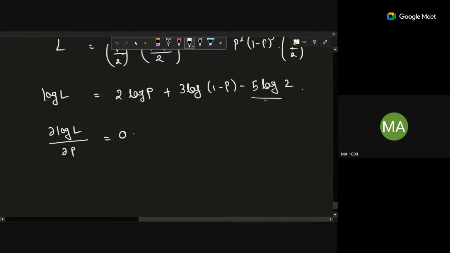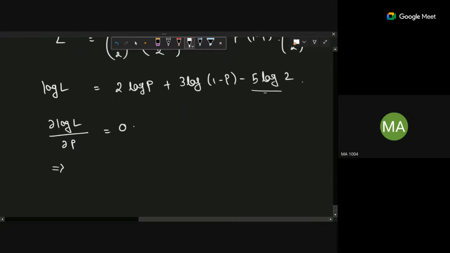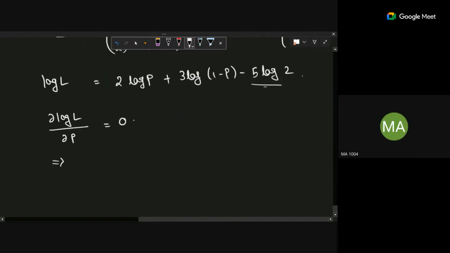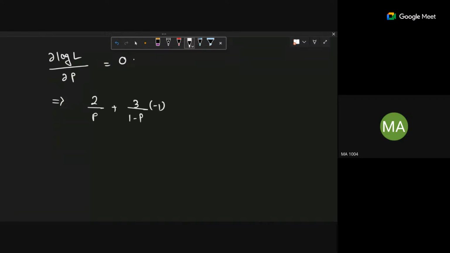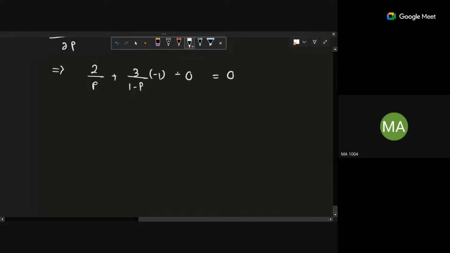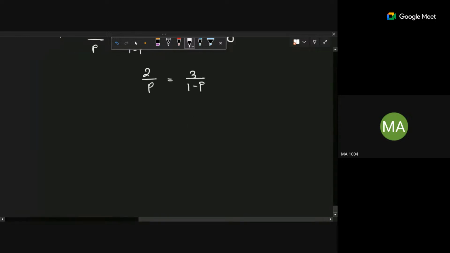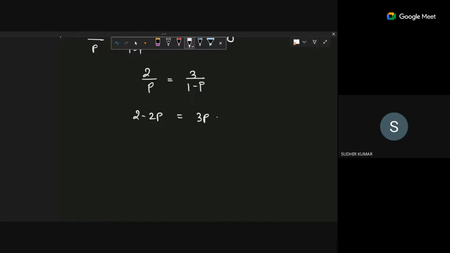That implies 2 log P, that means 2 by P, right? 2 by P plus 3 upon 1 minus P into minus 1 plus 0 is equal to 0, right? This part will be 0. Okay, so it's nothing but 2 by P equal to 3 upon 1 minus P. Okay, what is the value of P then? 2 minus 2P is equal to 3. P is equal to 2 by 5.